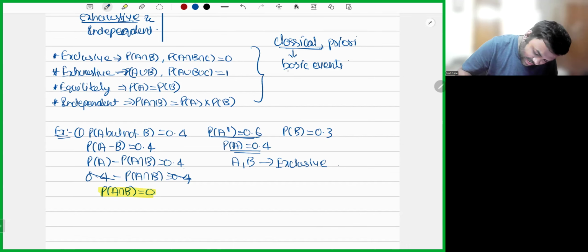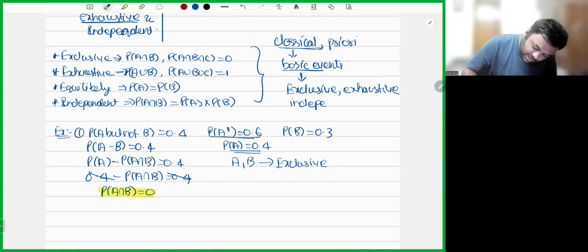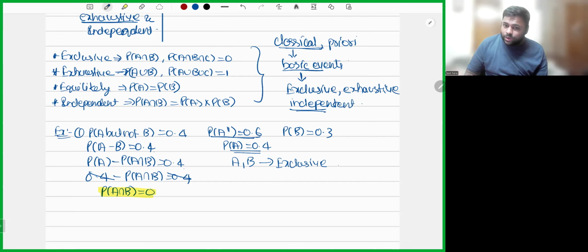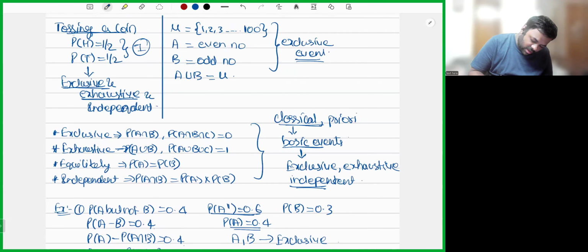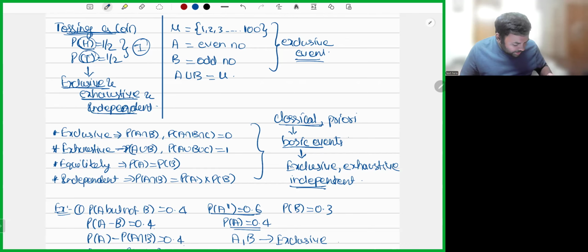The basic events in classical probability must be exclusive, exhaustive, and independent. It's a rule that all the basic events in classical probability must satisfy these conditions. Only then do they come under the classical definition of probability. Now, if you see here, tossing a coin, can you see what happened? Head and tail. If head comes, tail will not come. So they are exclusive. Union of head and tail is 1. So they are exhaustive. Head and tail have no dependency on each other. So they are independent. Okay. So I hope all these points are clear.